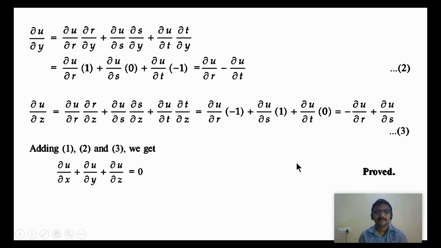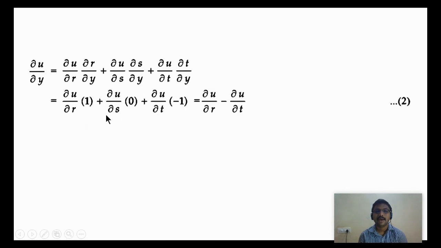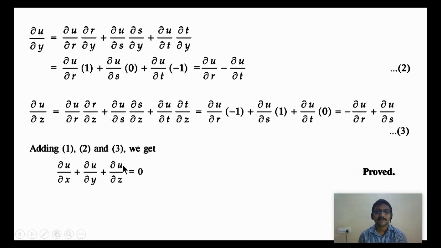So simple. We just have to name the functions r, s, t, and compute the required partial derivatives, which are split by using the chain rule. Just add these three equations so that we will get 0 as the result.